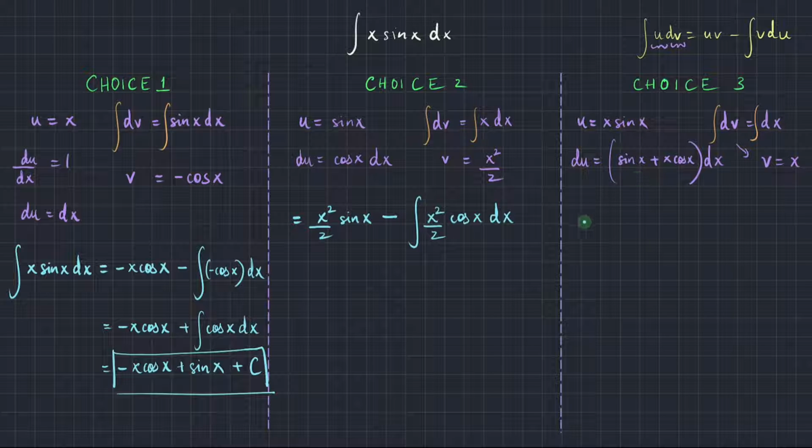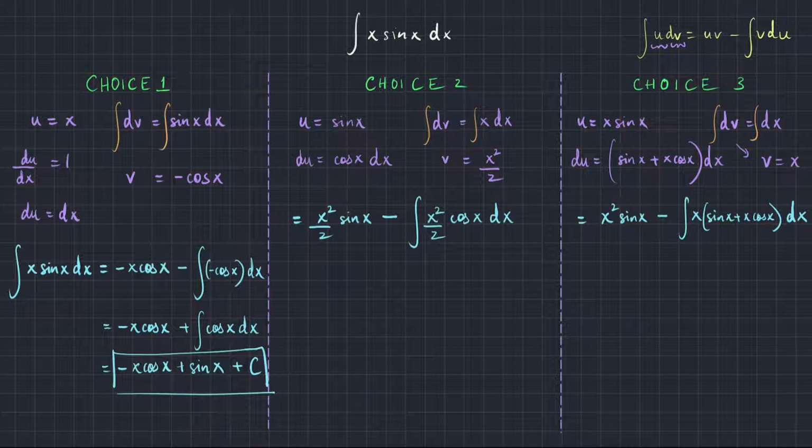For instance, if we try to use the formula uv minus integral v du, we're going to get u times v, which is x times x sine x becoming x squared sine x minus, now this one's going to be crazy, integral of x sine x plus x cosine x dx. Of course, you can see that this is a much harder integral than the original question, and yet again, integration by parts has not worked for this choice of u and dv. So of the 3 choices, the only correct choice for u and dv was to choose u to be x and dv to be sine x dx.